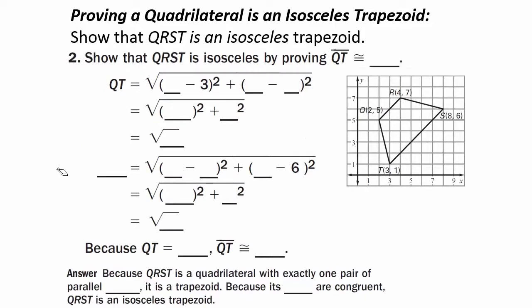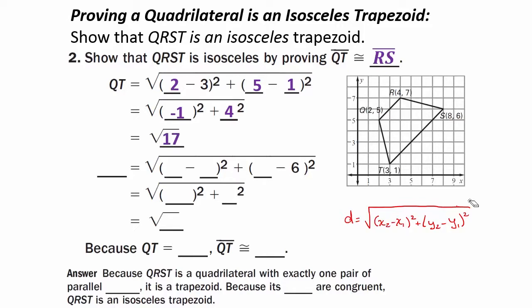Step 2, show that QRST is isosceles by proving that line segment QT is congruent to line segment RS. Remember the distance formula, lowercase d is equal to the square root of x2 minus x1 squared plus y2 minus y1 squared. So QT is equal to the square root of 2 minus 3 squared plus 5 minus 1 squared. Simplify that to get negative 1 squared plus 4 squared. Take the square of the numbers, add it, and we get the square root of 17.